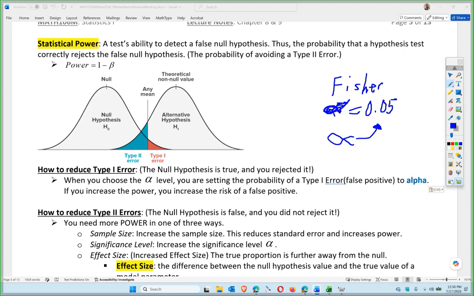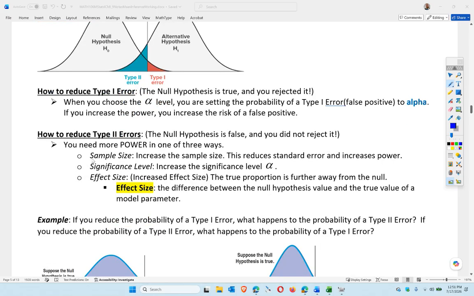Okay. So type 2 is dealing with beta, essentially. If you want to reduce type 2, then you can increase the sample size, change the significance level, and change the effect size, which is how far the true proportion is from the null.